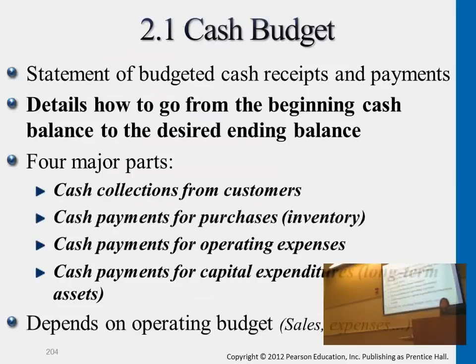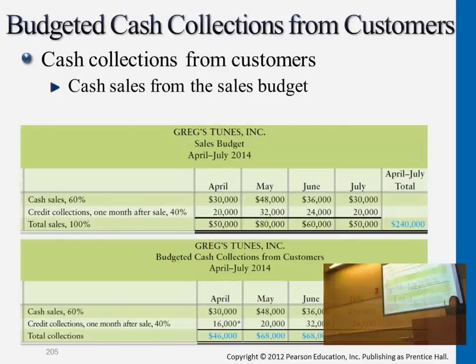Okay, so let's start with the cash budget. Again, it breaks down into four components. The first component we want to know is what's the money that we're collecting from customers? What's the cash inflow that a company is generating based on sales or services? Okay, so the first table will look like this.